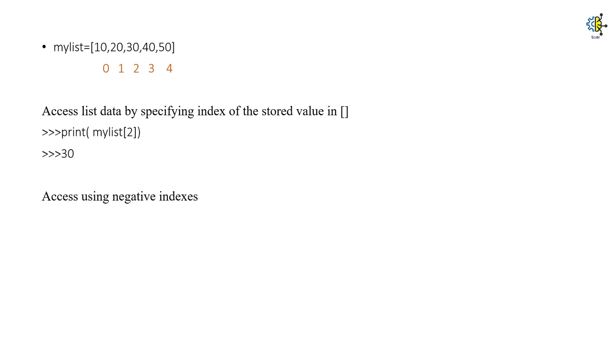I can also access list data using negative indexes. For example, if I want to print MyList[-1], the output would be 50 because here -1 refers to the index of the last element, -2 refers to the index of the second last element, and so on.